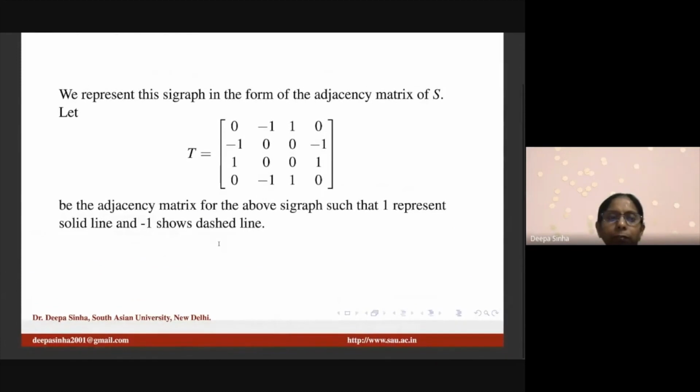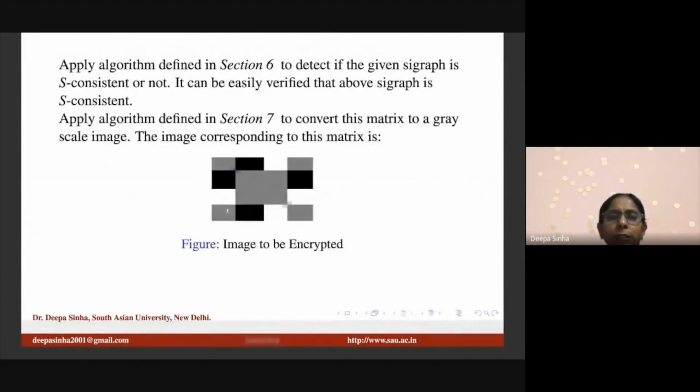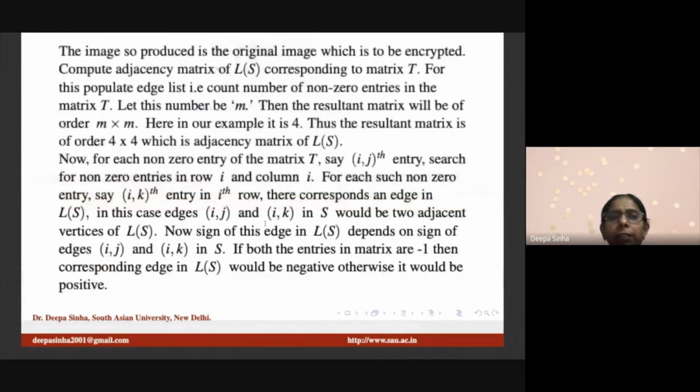Then next, you convert it into a grayscale image. By using MATLAB, you can convert this matrix into a grayscale image. The image so produced is the original image which is to be encrypted.